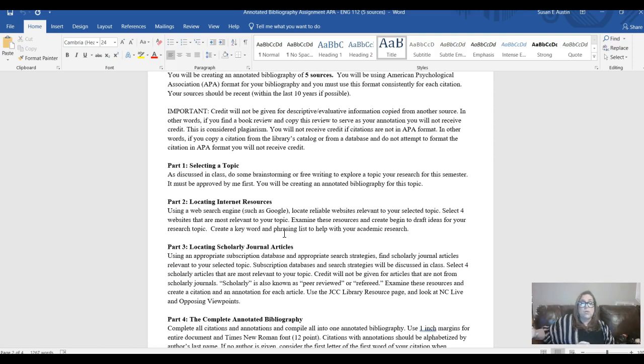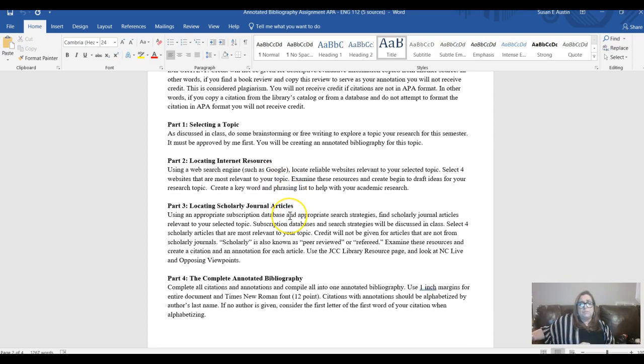All right, so here's a repeat of what you've already done: selecting the topic, locating the sources, locating scholarly sources. If you notice these first 3 points, you've already done that. We did that in the previous weeks. So you first selected a topic, then you did preliminary research, then you began your scholarly research.